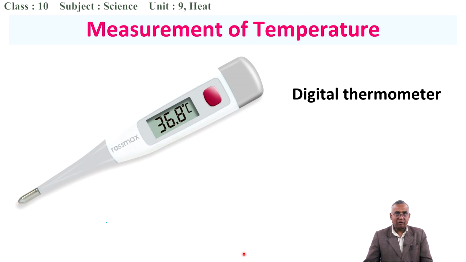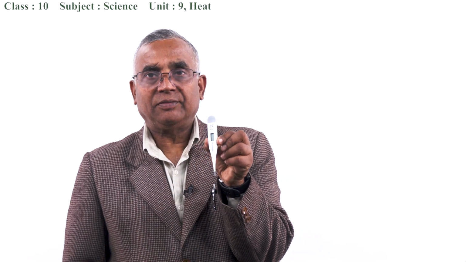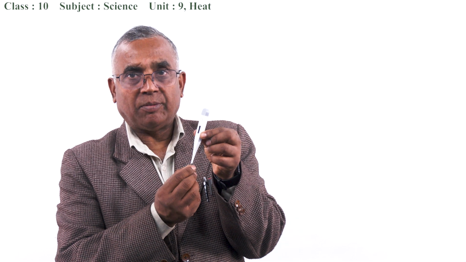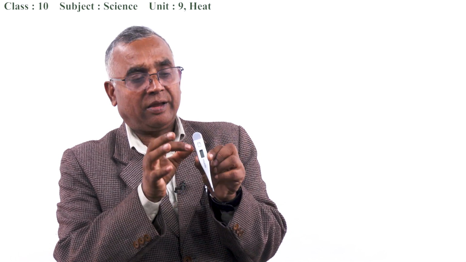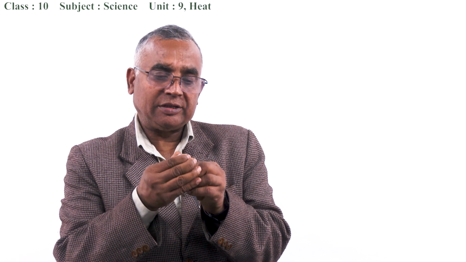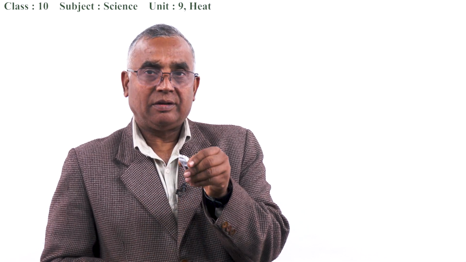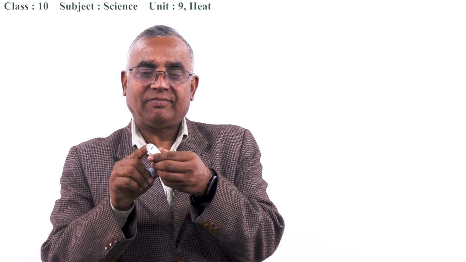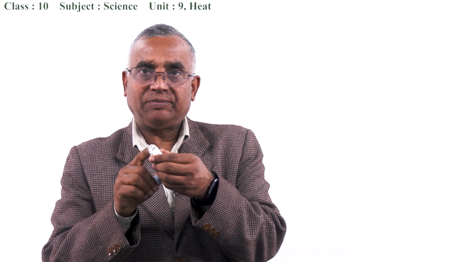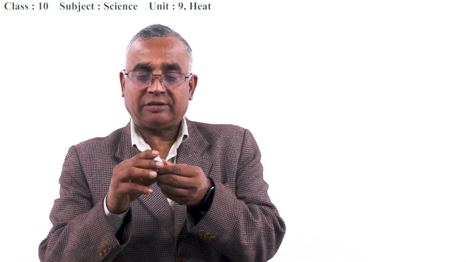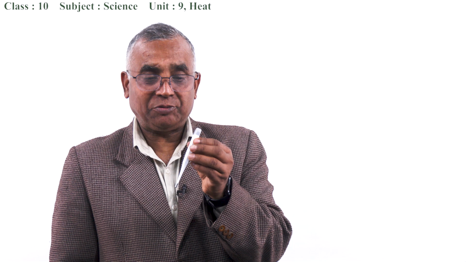Okay, another thermometer is the digital thermometer. I also have a digital thermometer with me. Look here. This is the digital thermometer. Here is the thermistor. Here is the display. Here is the switch. And under this lid, there is a battery. Under this lid, there is what? Battery. Yes, that supplies electrical energy to function this instrument.